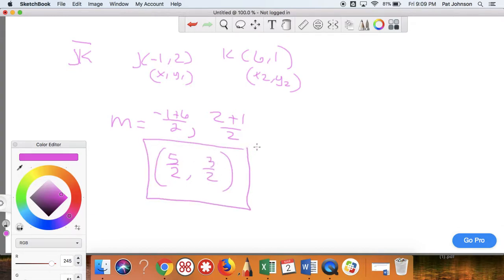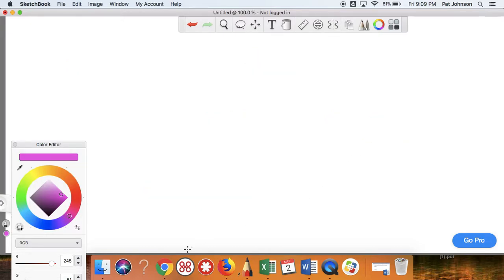And remember, it's a coordinate, so you leave it in coordinate form, and you can leave it as an improper fraction. So basically we have two points, J and K, and we're finding the coordinate halfway in between. That is what the midpoint is. So now let's look at the distance formula.